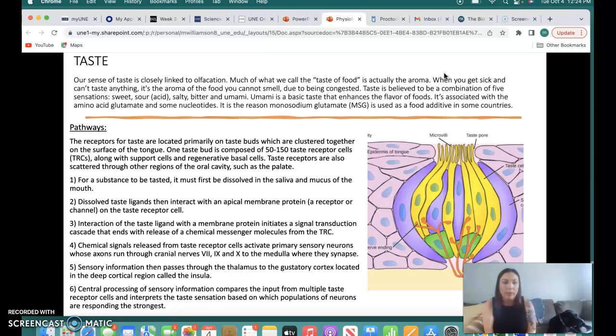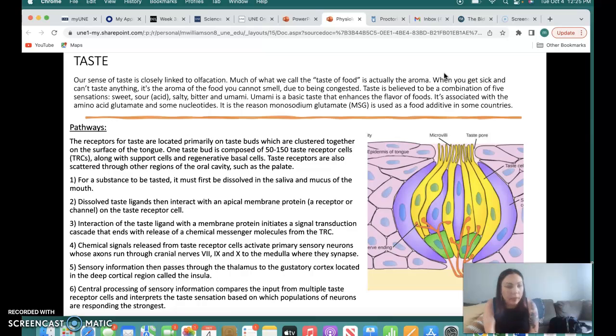Taste is believed to be a combination of 5 sensations. We have sweet, sour, which is acidic, salty, bitter, and umami. Umami is a basic taste that enhances the flavor of foods. It's associated with the amino acid glutamate and some nucleotides. It's the reason monosodium glutamate, MSG, is used as a food additive in some countries.